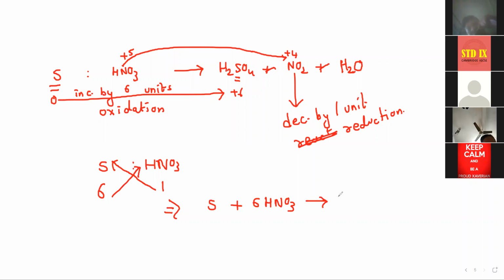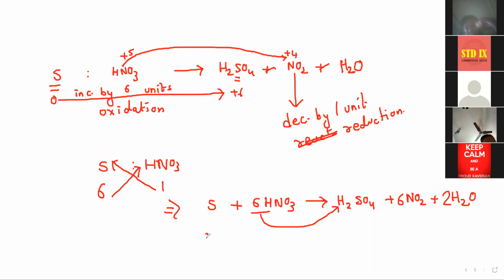Okay, so in the right hand side, first write the products' names, H2SO4 plus NO2 plus H2O. Now, the left hand side is already balanced. So 1 sulfur, 1 H2SO4. So that is balanced. We are having 6 nitrogen, so put 6 NO2. And out of 6 hydrogen, 2 hydrogen are adjusted here. So we need 4 more adjustments. 2 H2O.